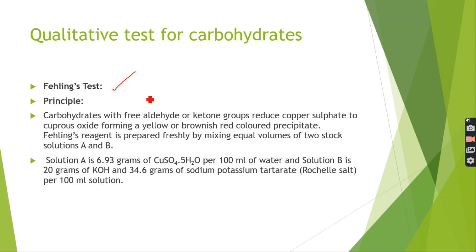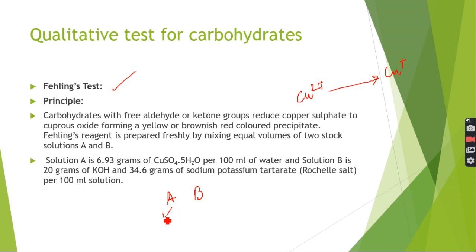The next test is Fehling's test, and Fehling's test is another important test for testing the presence of reducing sugar. In this case, the same reduction takes place from Cu2+ to Cu+, cupric to cuprous. The difference between Fehling's and Benedict's is that Fehling's has two solutions, Fehling A and Fehling B. Fehling A and B need to be mixed just before you start the test.